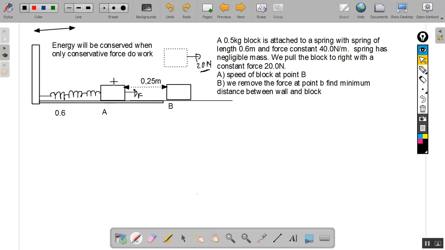This 20 newton force is doing work. So here a non-conservative force is doing work, and energy is not going to be conserved. So we will solve some part of this question with the help of the work energy theorem. Here we will apply the work energy theorem.